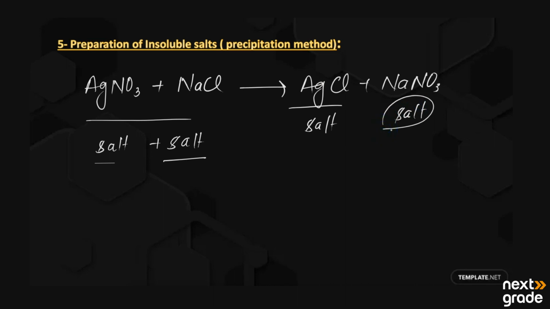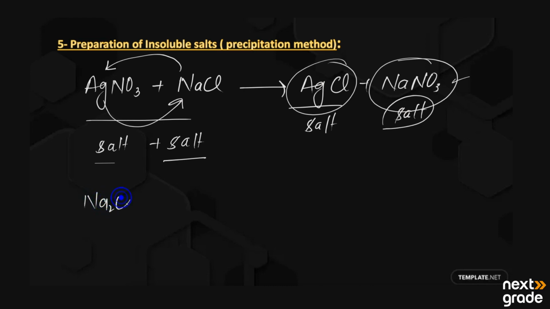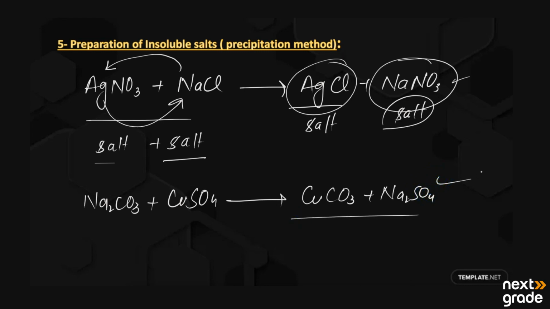So it is mainly known as a double displacement reaction, in which the sodium is going to displace the silver and the silver is going to displace the sodium. So we just gain two salts as a result of this. So this is the preparation of the insoluble salts. Another example we have is sodium carbonate plus copper sulfate. Then the resulting product is copper carbonate and sodium sulfate. So this is the preparation of insoluble salts, and it is also known as the precipitation method.